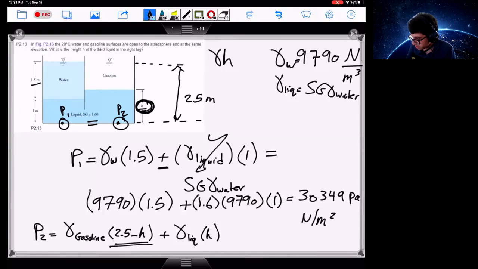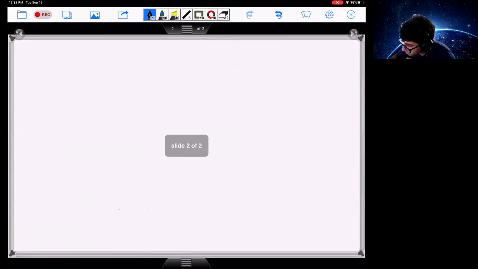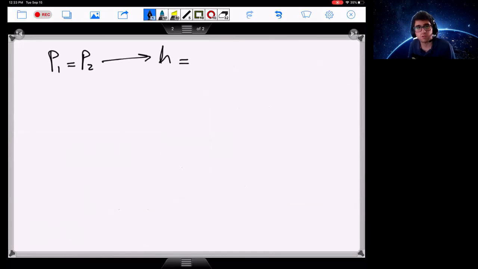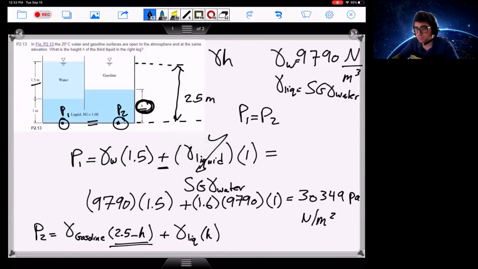Okay, and what do you do next though? We know P1, and P1 is equal to P2. So set them equal to each other. P1 is equal to P2. And from there, you can solve the equation for H. What is the value for H? I got 1.521 meters.